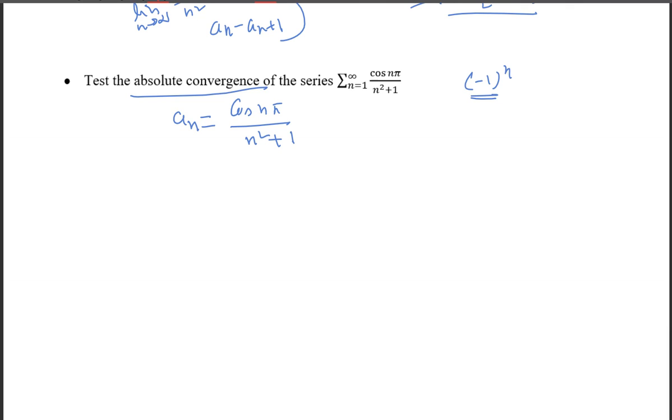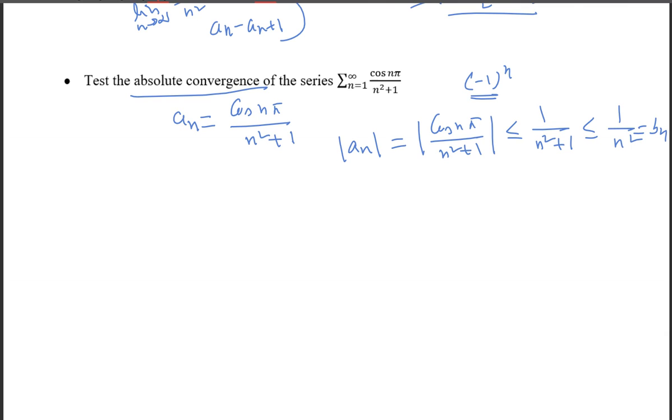So if you take mod, this is mod cos n pi by n square plus 1, which is less than or equal to 1 by n square plus 1. Yes or no? Can I write? Yes, sir. And 1 by n square plus 1, can I write this one is less than or equal to 1 by n square? Yes, sir. Suppose this is bn. It is convergent.